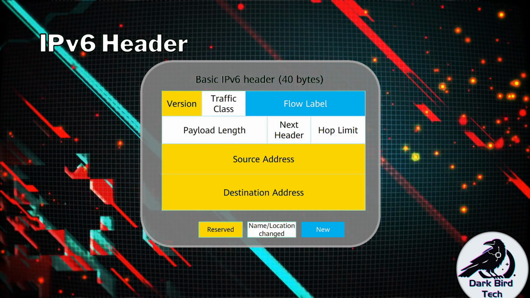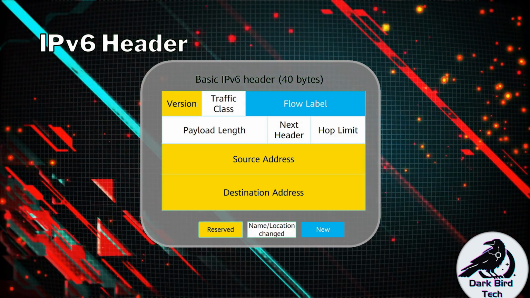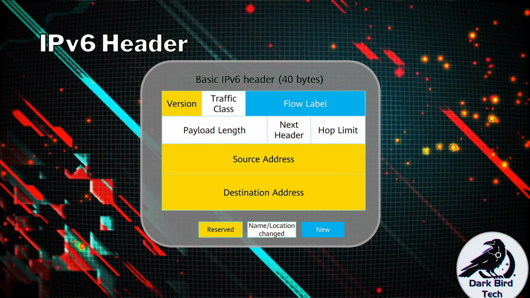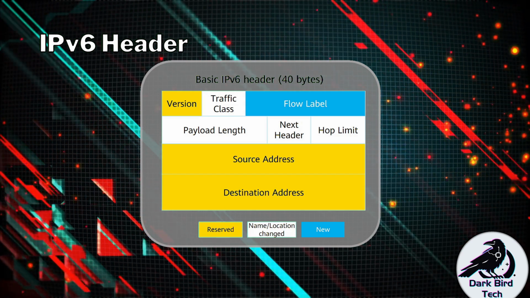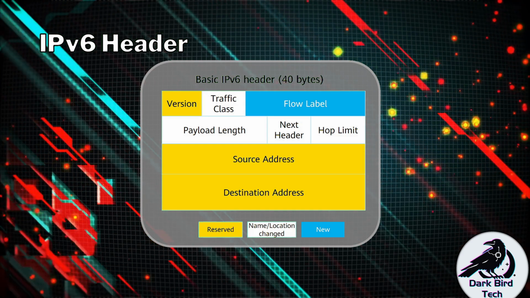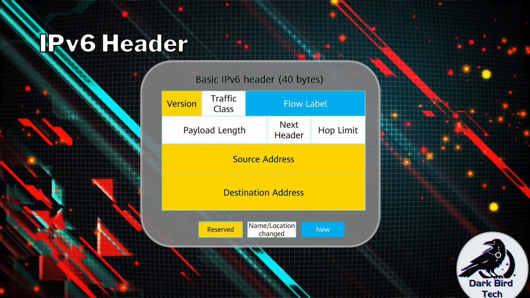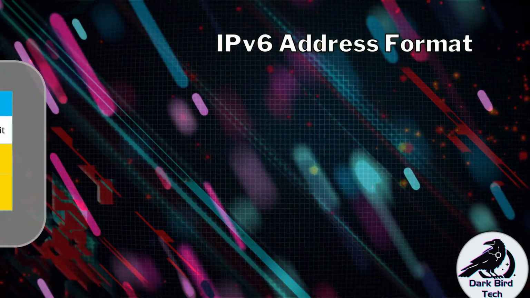After that, we have the hop limit. This field is very much like the TTL field in IPv4 to make sure the packet doesn't live forever on a network. And then we have the source address and the destination address, both of which will obviously be 128 bits long each.